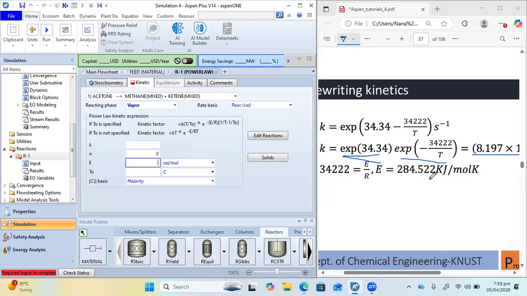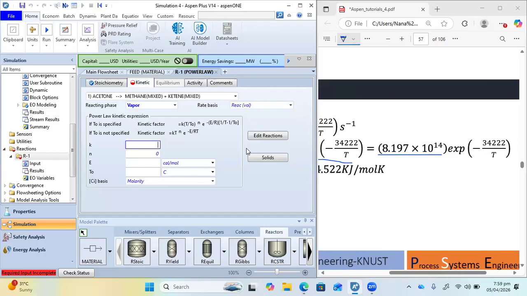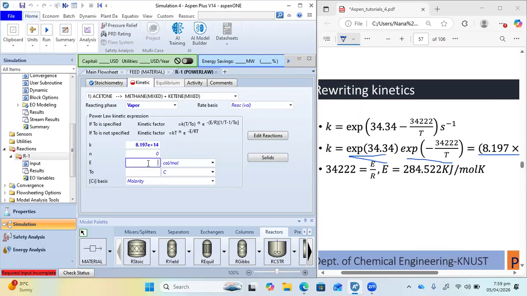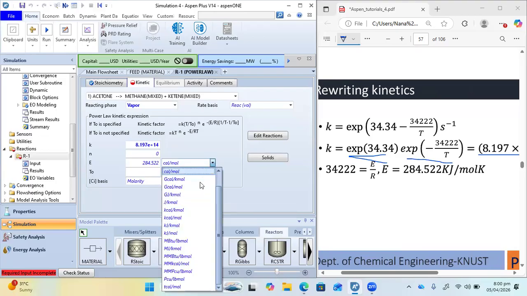For the E, you can work with different units. For the K, the units have to be very, very particular. They have to be very specific, as we mentioned at the very beginning. So for the K, we can put in the value we just got, 8.197. And if you want to say times 10 to the power 14, we just use E plus 14, right? Aspen takes it as times 10 to the power 14. Then for the E, we'll make it 284.522.